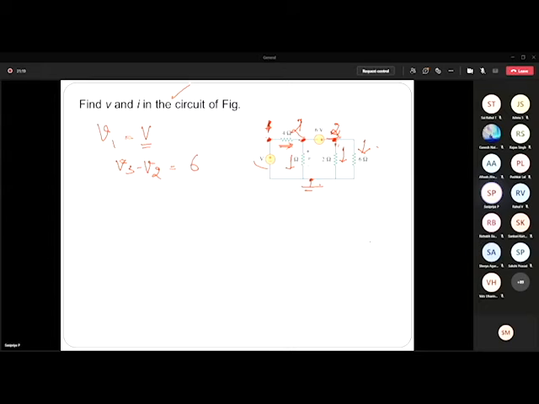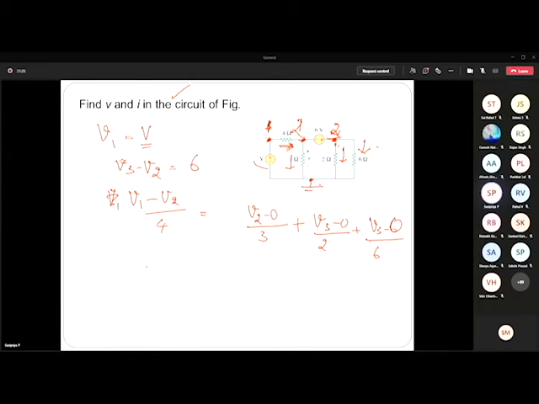Since I assume this as entering current, it is (V1 minus V2) divided by 4. And then this current is leaving current, so V2 minus 0 divided by 3. And as far as this node is concerned, this is again a leaving current, so plus (V3 minus 0) divided by 2 plus (V3 minus 0) divided by 6. Now I have these two equations.